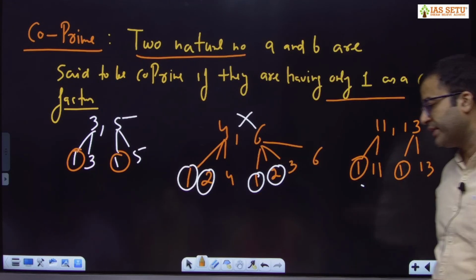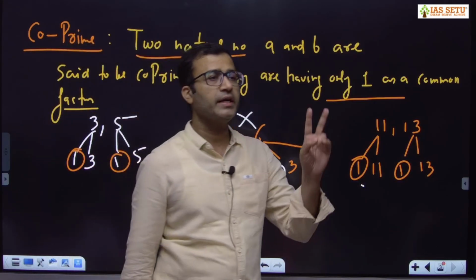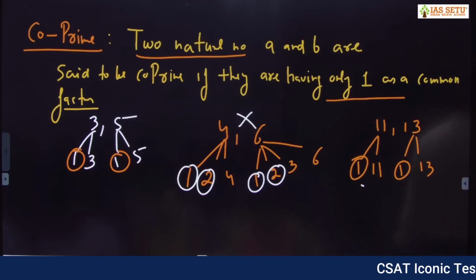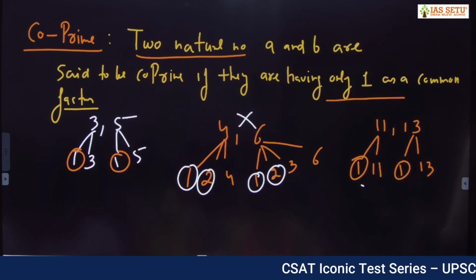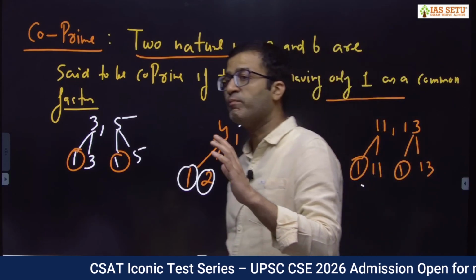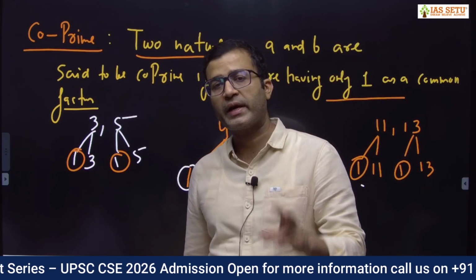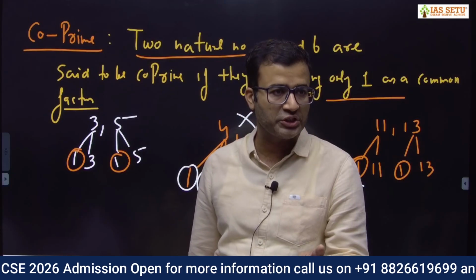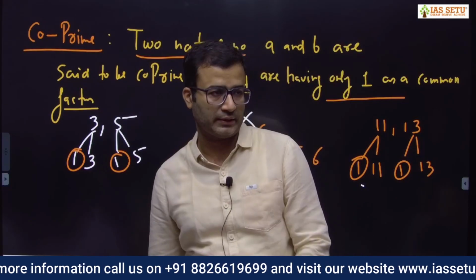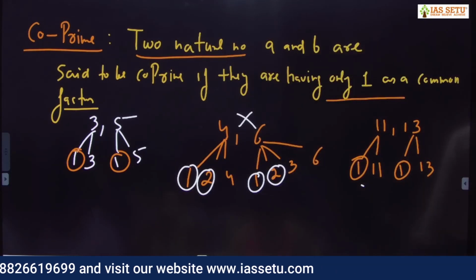So I repeat, what is the definition of co-prime numbers? Two natural numbers A and B are said to be co-prime if they are having only one as a common factor. Stress should be on the words only one as a common factor. If you have more than one common factor, they can't be co-prime. So for co-prime there are two conditions: they should be natural numbers, and second, only one as a common factor. Now what I will do, I will confuse you.